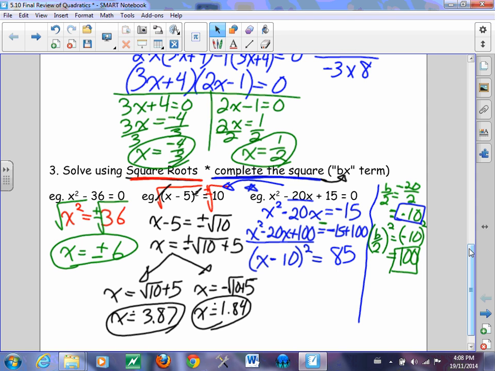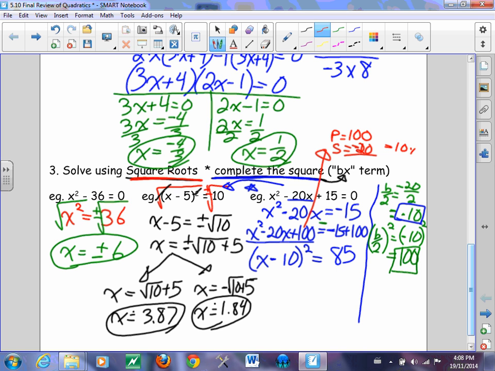Okay? If you forget that, ladies and gentlemen, you can always step back and factor that. So product equals 100. Sum equals negative 20. They have to be the same. What two numbers multiply to 100 but have a sum of negative 20? That's going to be negative 10 times negative 10. So if you factored that out, folks, it'd be x minus 10 times x minus 10, which is x minus 10 squared.